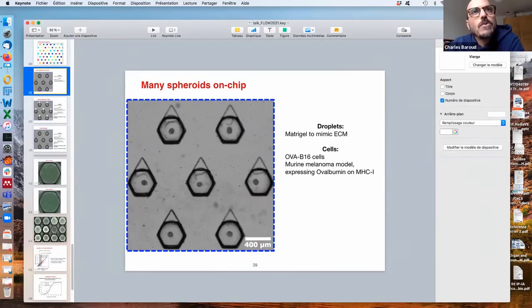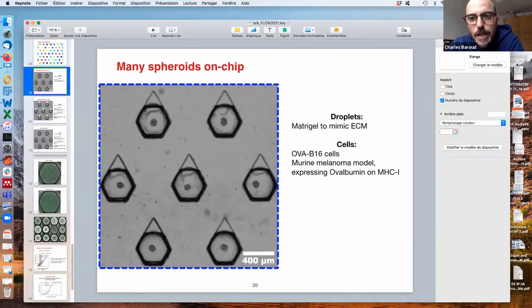So we try to work as much as possible at 37 degrees when we have cells. So we put our devices in an incubator, even when they're on the microscope. So we almost never have a temperature gradient because the cells just don't like it when you have different temperatures. So all of these experiments, at least with the cells, they're all done at 37 degrees.